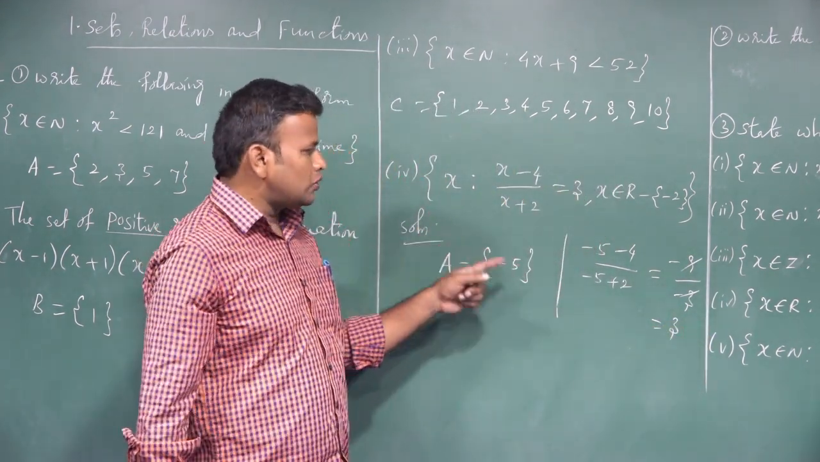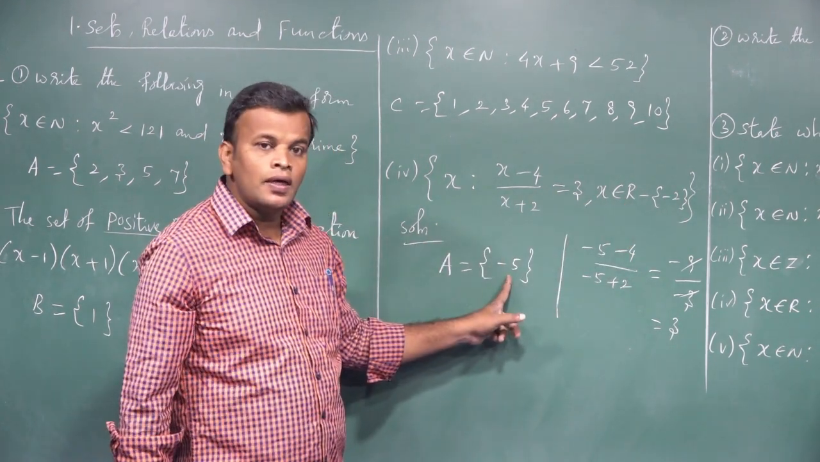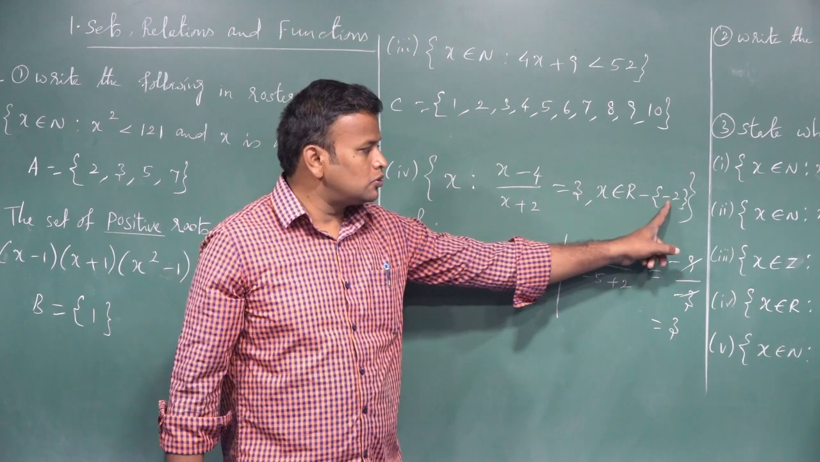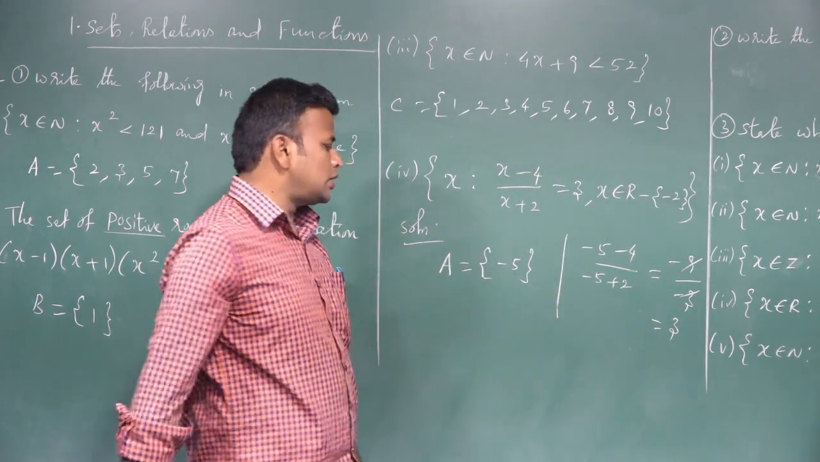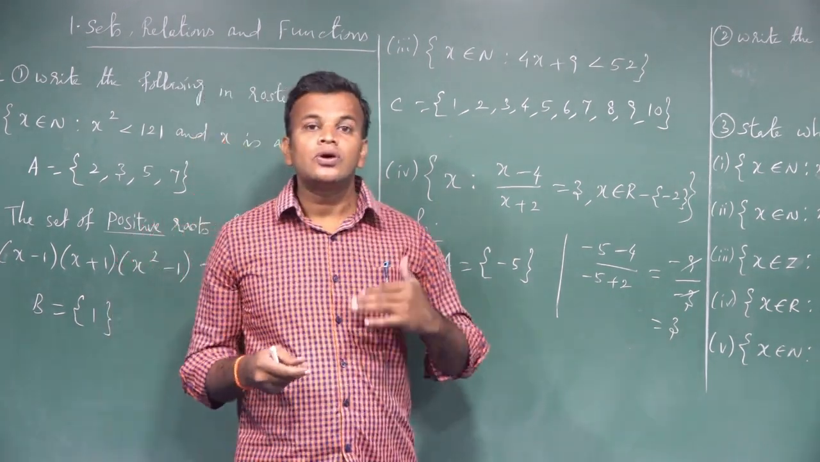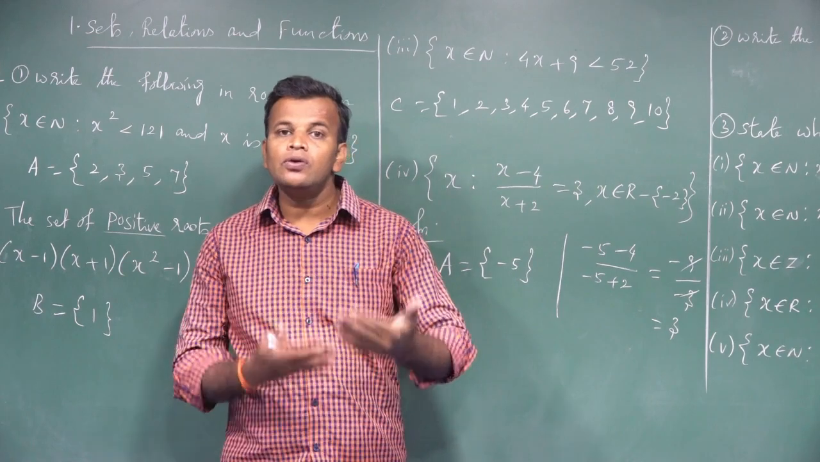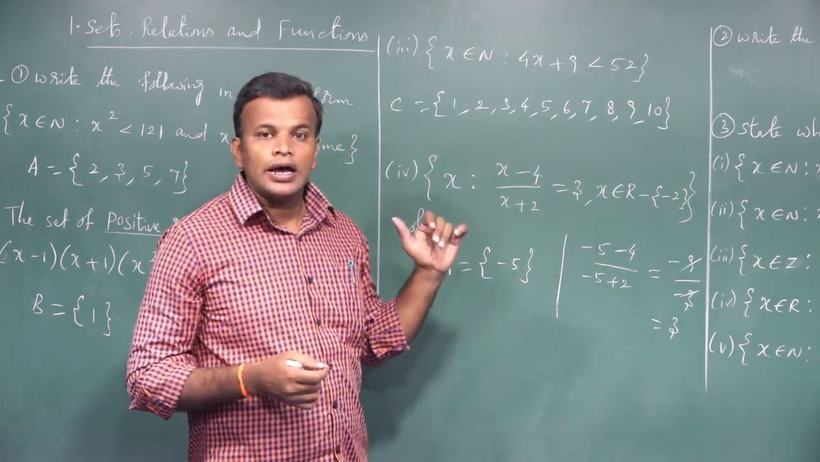And it also satisfies all the conditions. X belongs to R, x is a real number. And also the value of x is not equal to minus 2. Minus 5 is not equal to minus 2. So the suitable answer of A is equal to minus 5. So this is a working rule to convert the set builder form into the roster form. Roster form is all the sets having just the elements.